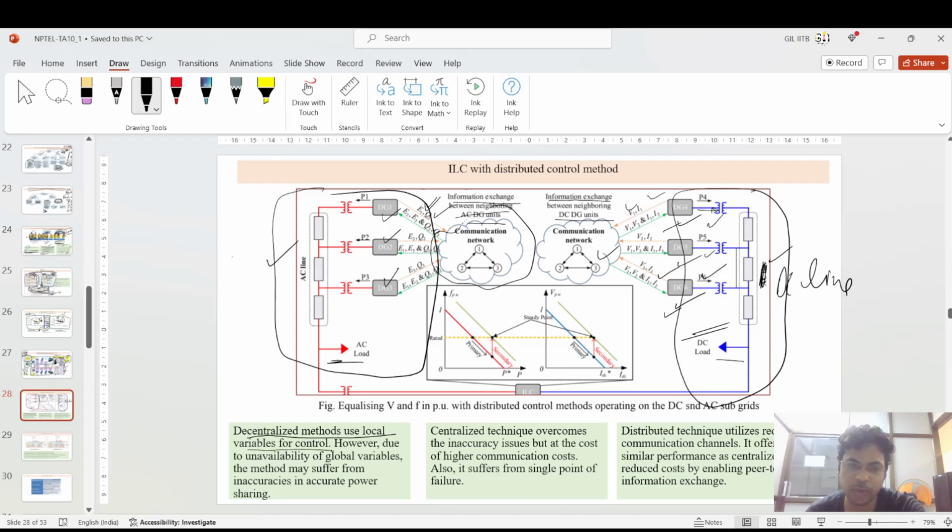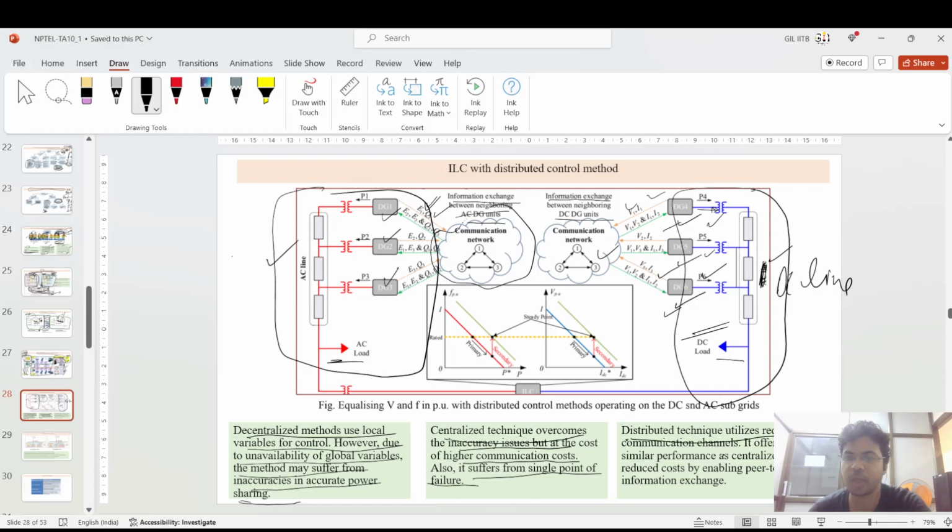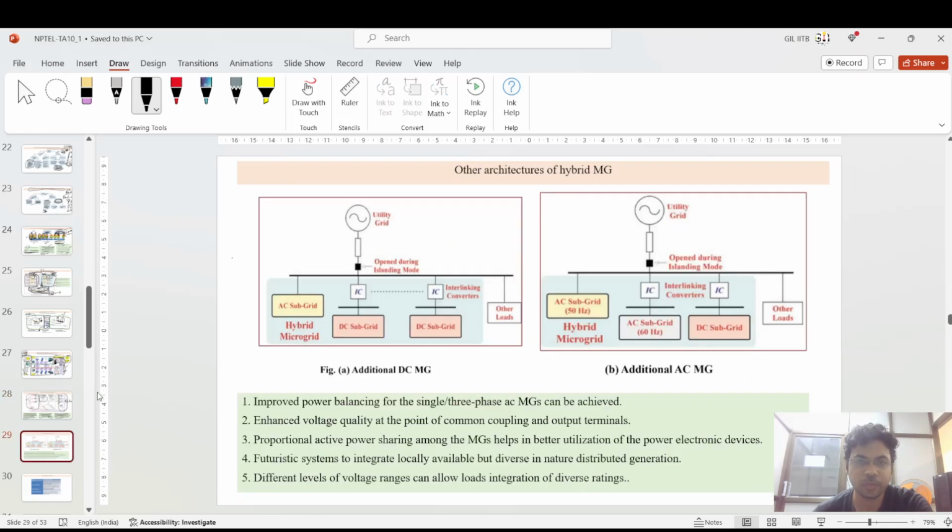So the main crux is that the decentralized method uses local variables for control. However, due to the unavailability of global variables, the method may suffer from inaccurate power sharing. But the centralized technique overcomes the inaccuracy. It has the global variable parameters through higher communication, but suffers from single point failure. But the distributed technique is more robust. This distributed technique utilizes reduced communication channels. It offers similar performance to the centralized one, but it also has peer-to-peer information exchange.